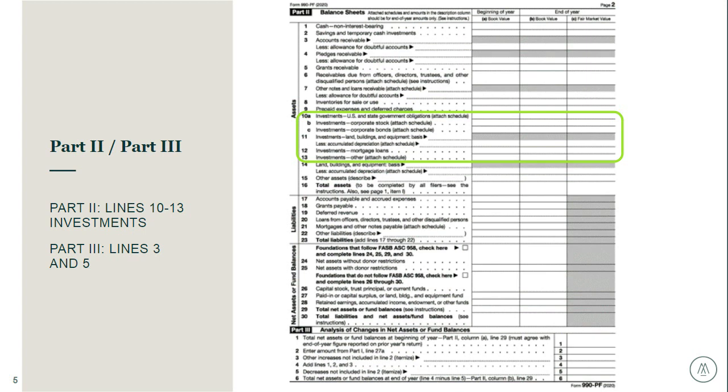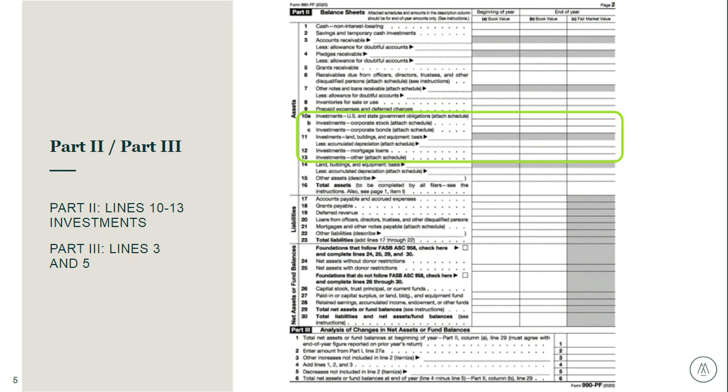And per instructions, the detail of investments does need to be included as of the end of the year. So listing individual stocks, bonds, any government obligations, land, building, and other assets in detail is required. We often see stocks grouped by investment account, and that's not technically accurate.